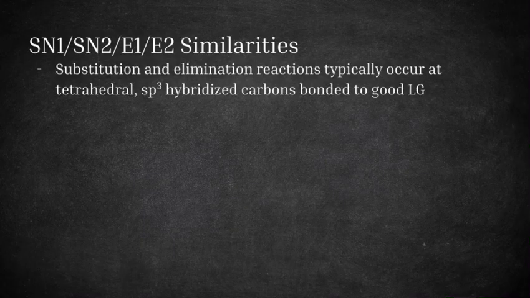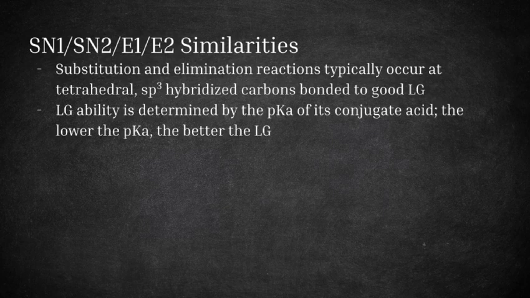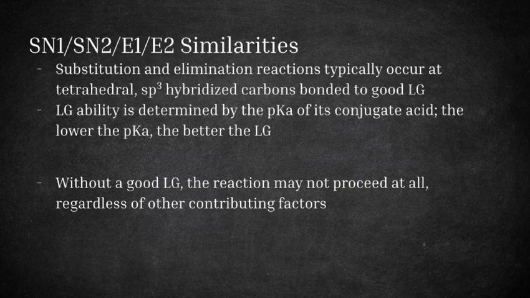Substitution and elimination reactions typically occur at tetrahedral sp3 hybridized carbons bonded to good leaving groups. Leaving group ability is determined by the pKa of its conjugate acid. The lower the pKa, the better the leaving group. Without a good leaving group, a reaction may not proceed regardless of other contributing factors.